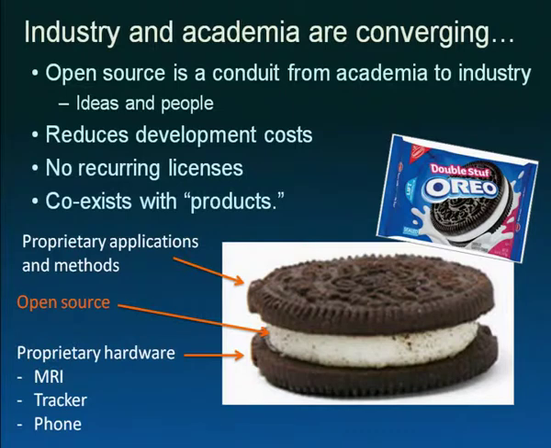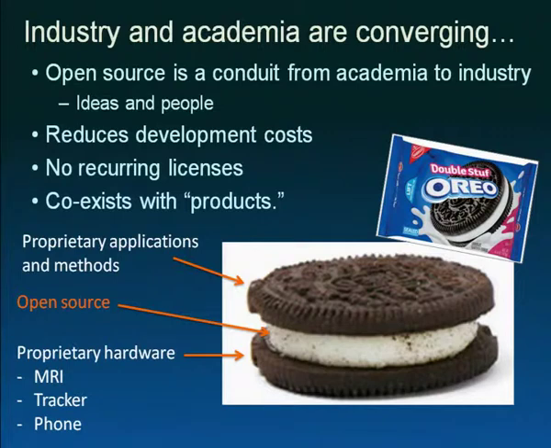Additionally, it reduces the development costs. Within your lab, you don't have to write yet another Gaussian filter. You just get the one from ITK. No recurring licensing fees, all right? A lot of you might use MATLAB. They have some very high costs associated with them if you're not in the academic field. And this provides a way of avoiding those costs.